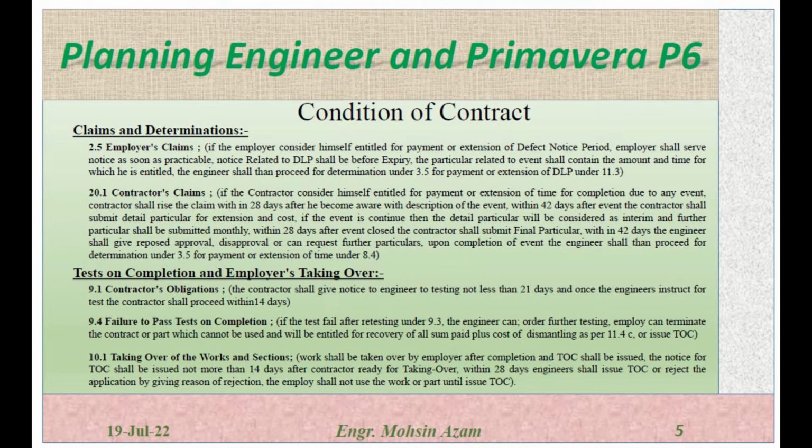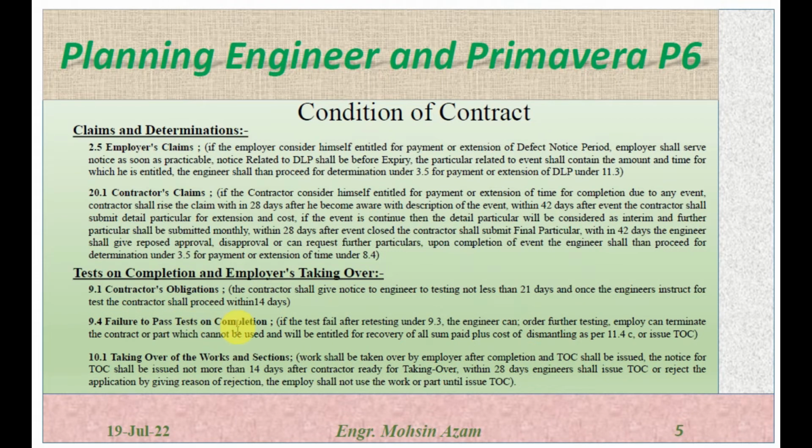Testing on completion and employer taking over. Subclause 9.1, Contractor's Obligation. The contractor shall give notice to the engineer for testing not less than 21 days, and once the engineer instructs for the testing, the contractor shall proceed within 14 days. So upon the completion of the work, the contractor has to give notice to the engineer for the testing not less than 21 days, and once the engineer instructs for the testing, within 14 days the contractor has to perform the testing.